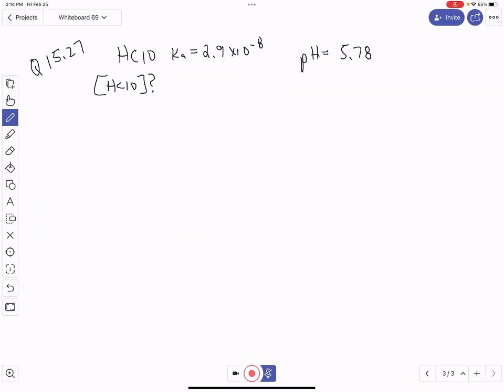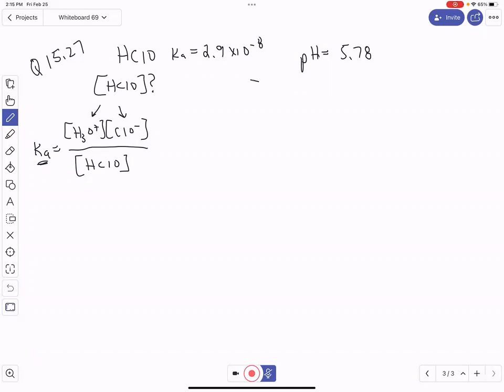We're going to go the opposite pathway because we know pH, and we know in our Ka expression that we would have hydronium conjugate base all over hypochlorous acid. So from pH, we're going to find hydronium. Once we know hydronium, we'll know the conjugate base concentration as well. We know Ka, we plug in and then solve for the original concentration of the acid.